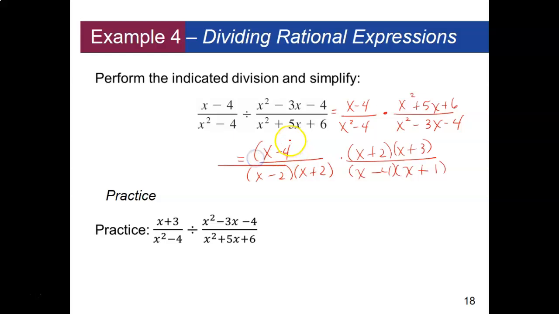Okay, so now we're ready to cancel top to bottom. So we have an x minus 4 in the top and the bottom. Here we have an x plus 2 top to bottom. And so that's going to leave us with an x plus 3, an x minus 2, and an x plus 1 for our answer.